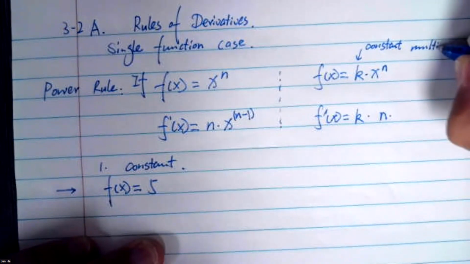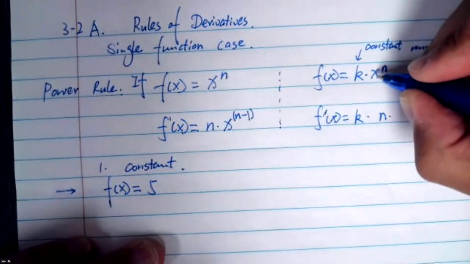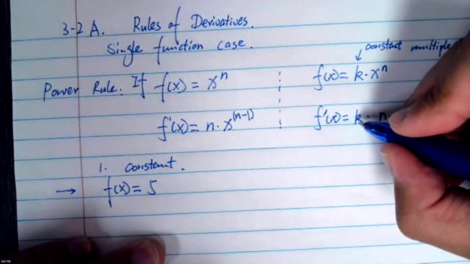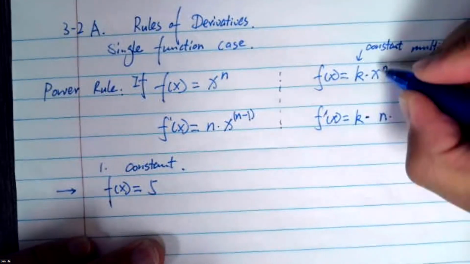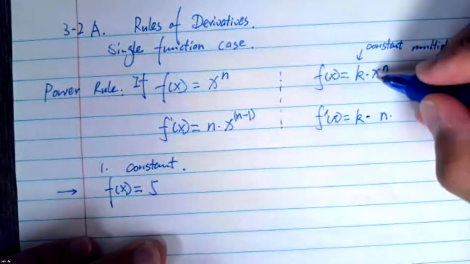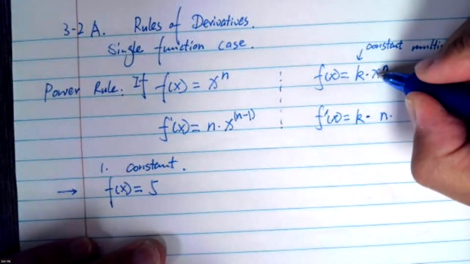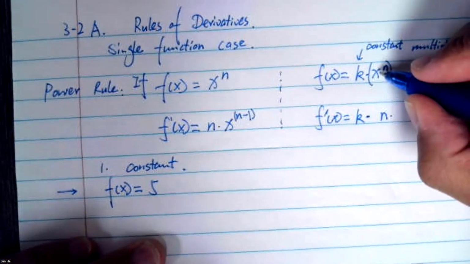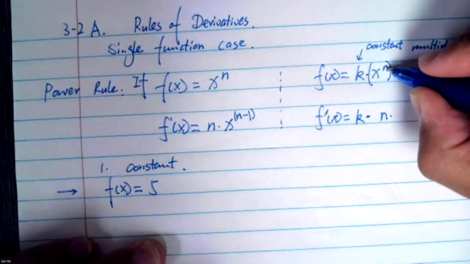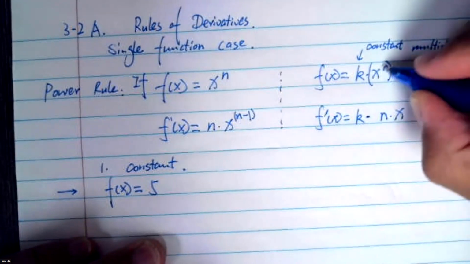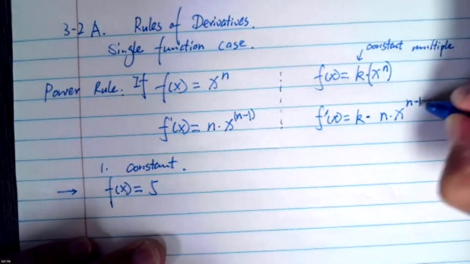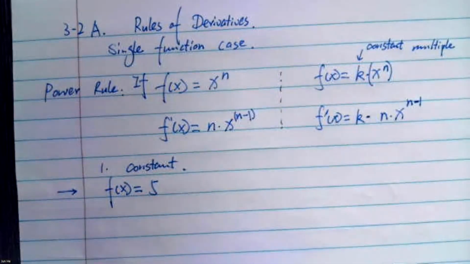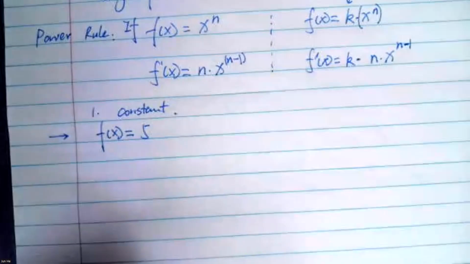a constant that is multiplied to this function, right? We keep it unchanged, and then we apply the power rule to x to the power of n. And its derivative is, let's pull n down, let's keep x. Now for its power, we deduct 1. So now let's look at this constant case.